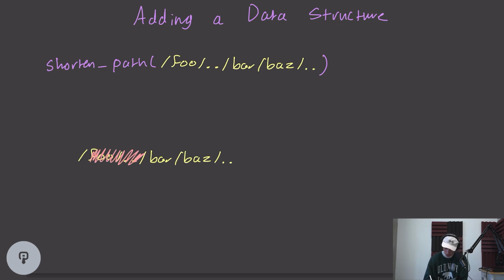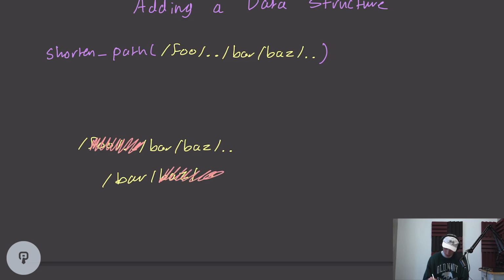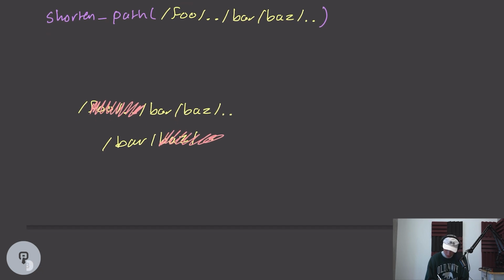And now we're sort of working with this path. We've kind of simplified the front. So now we're at bar, baz, dot, dot. Great. So there's bar, no problem with that. There's baz, no problem with that. And now we see another dot, dot. And what we can do here is we can just eliminate baz. And this leaves us with simply bar.